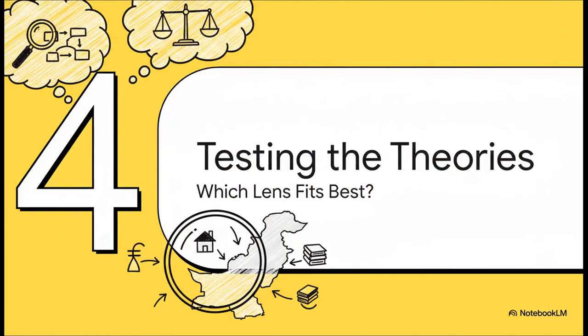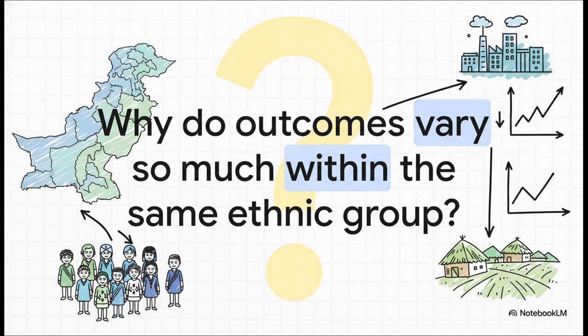Okay, so we've got two competing theories on the table. In Section 4, we're going to put them to the test. Which one actually fits the evidence better? And here's the big question that really challenges the ethnic-only theory. If your ethnicity is the main reason for your economic situation, shouldn't pretty much everyone in that ethnic group have similar outcomes, no matter where they live? Well, the data tells a very different story.